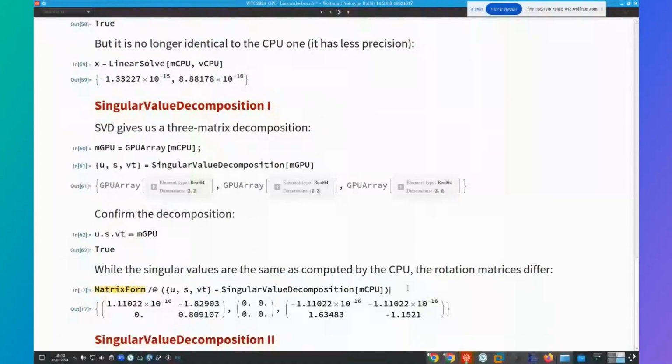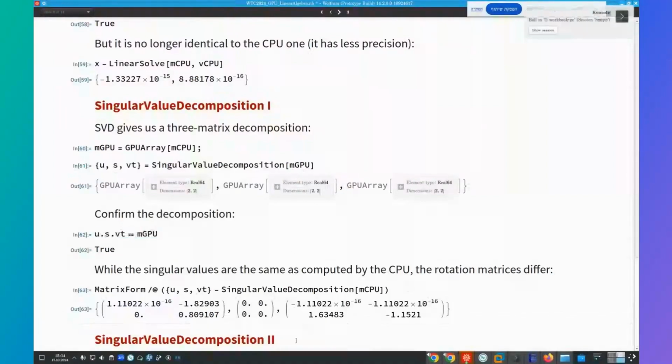Now, the singular values are the same, or at this point identical, but certainly very similar, because they have to be. The rotation matrices are not the same, and they don't have to be, right? Because we can choose different normalizations, different phases, et cetera. So some entries are the same, others are not. That's just okay. The decomposition is still confirmed.